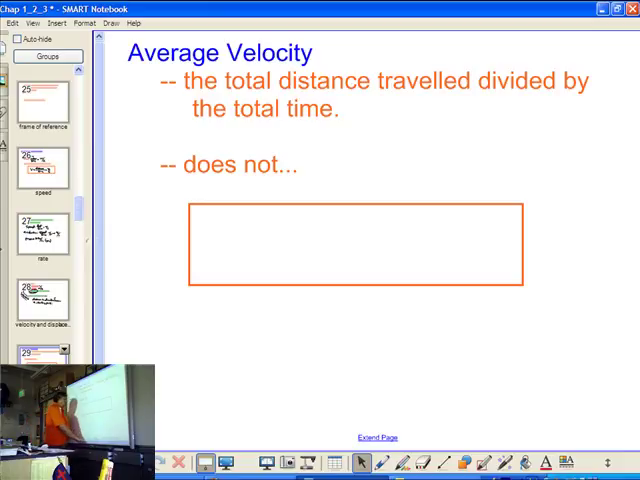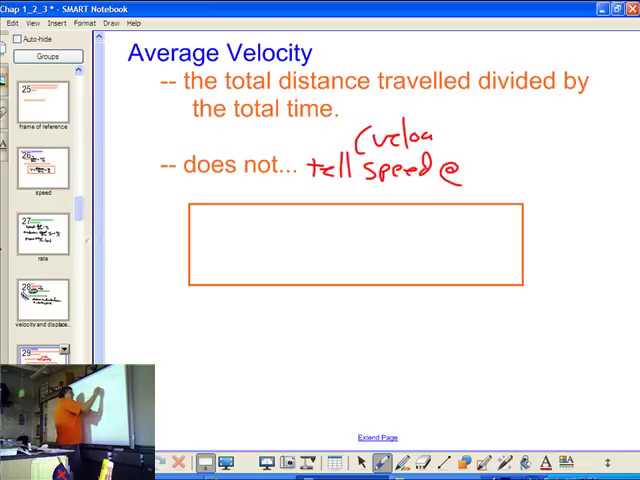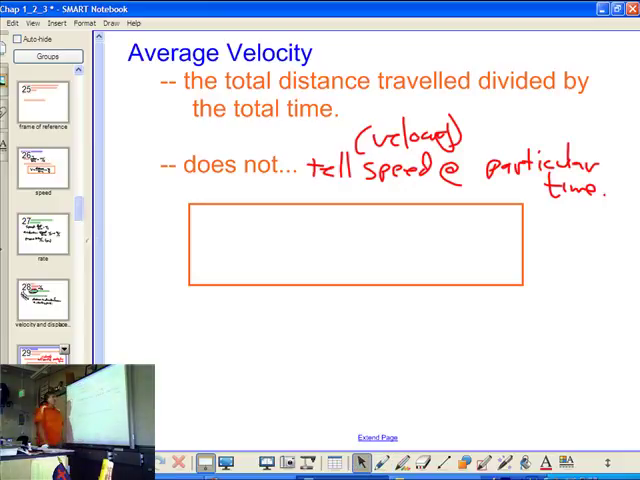It does not tell you the speed or velocity at any particular time. So it doesn't tell what you're doing at any particular moment. This is what the average over your whole trip was. Let's say we went to LA. We're going down to LA, and we drove about 400 miles. So we went 400 miles, and for whatever reason, it took us 8 hours to get there.